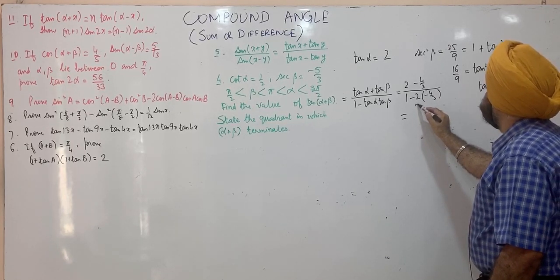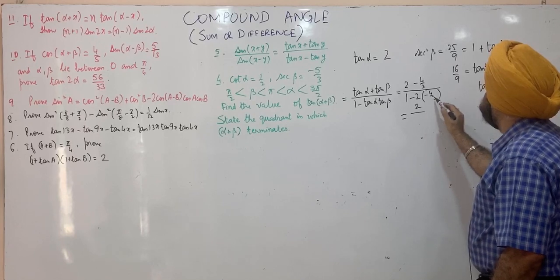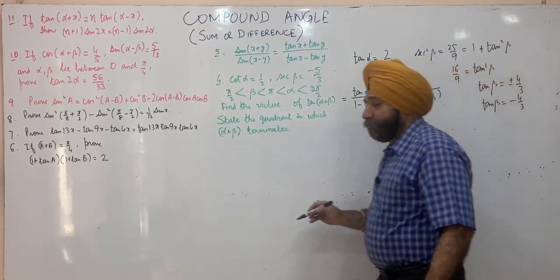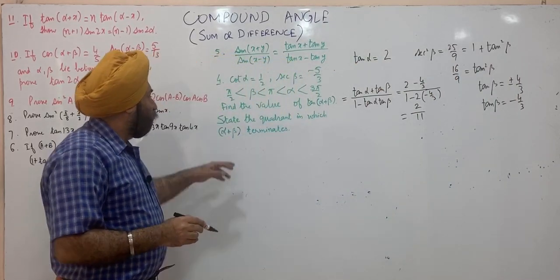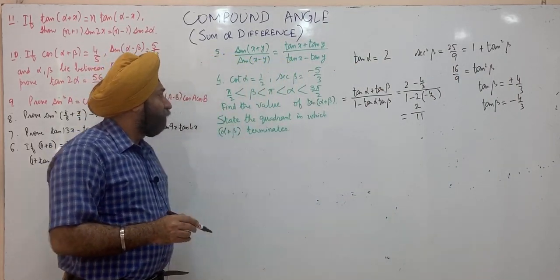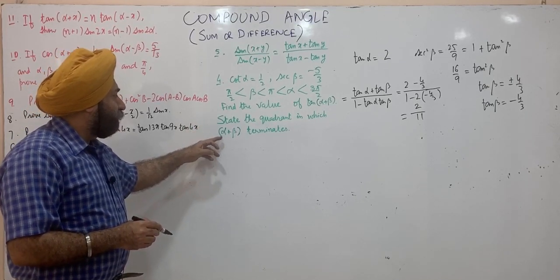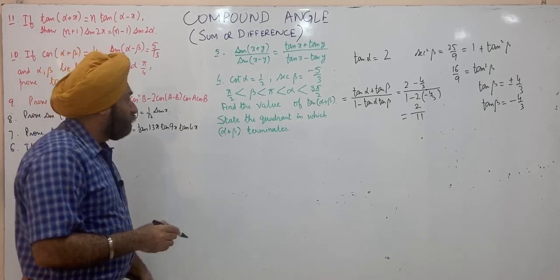This is 2 and this is 3 plus 8 is 11. This is 2 by 11. So tan of alpha plus beta has value of 2 by 11. Now, how do we state the quadrant in which alpha plus beta terminates?